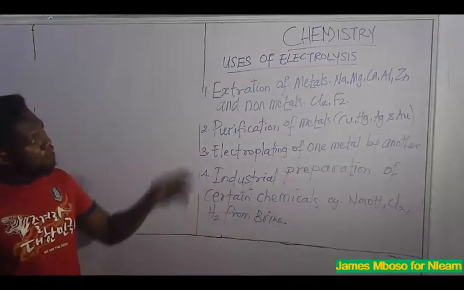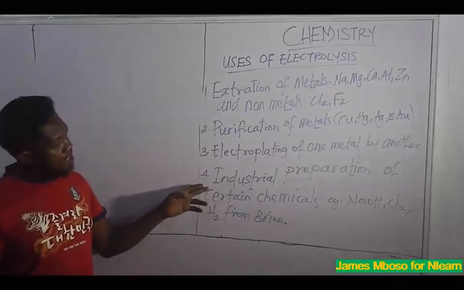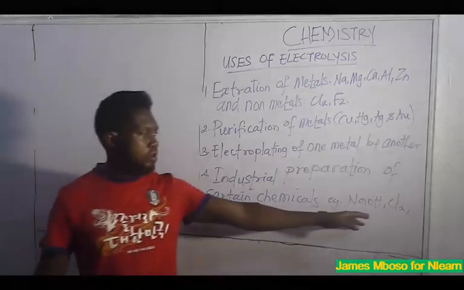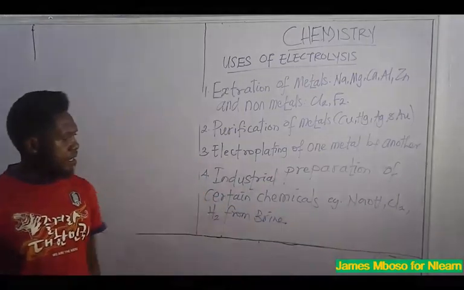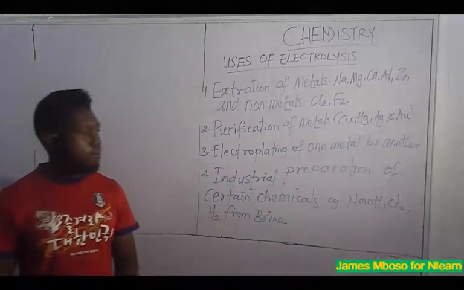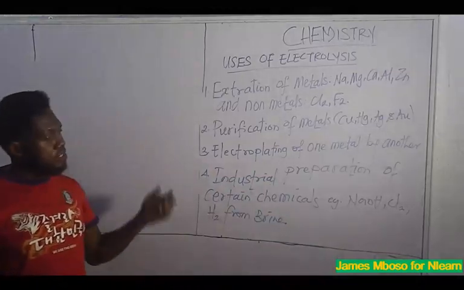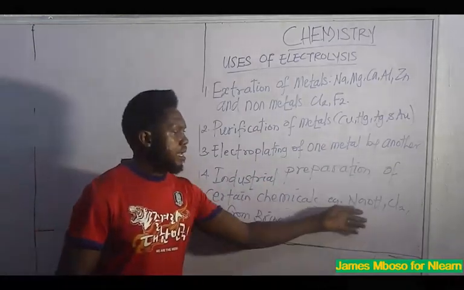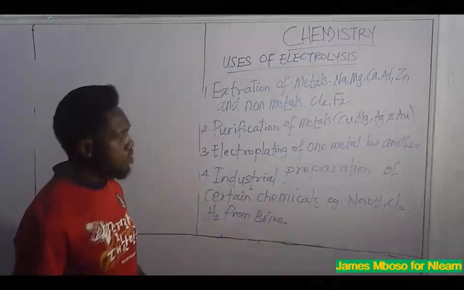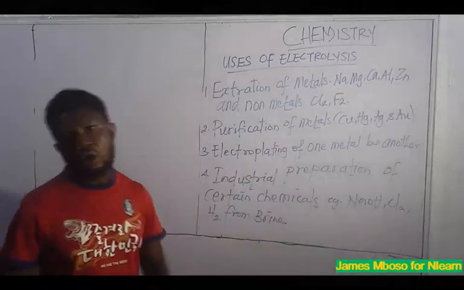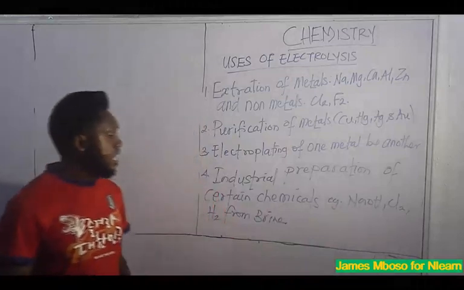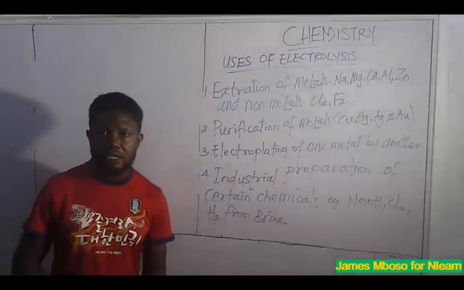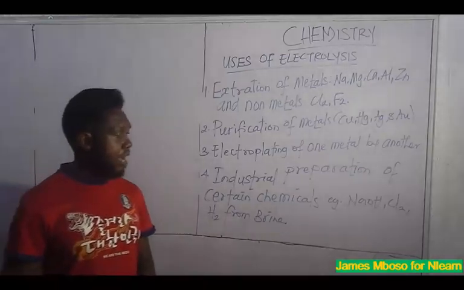We also have, one of the uses of electrolysis is industrial preparation of certain chemicals. Chemicals like sodium hydroxide, chlorine, hydrogen can also be produced from electrolysis of concentrated brine solution. All these chemicals are obtained as products either from the cathode or from the anode during the electrolysis of aqueous solution of brine. And you know that brine is concentrated sodium chloride solution.